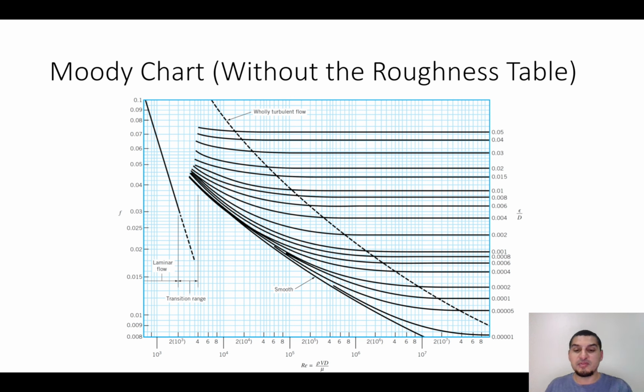So if you assume a value that's very far, then most probably you have to go through many iterations so that you reach the actual value. While if you look at this range of the friction factor here, you'd see it ranges from 0.008 to 0.1.